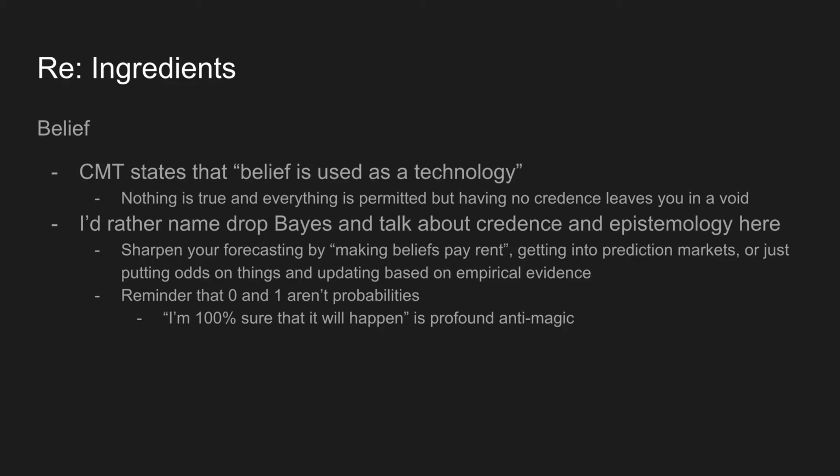Next, belief. This is probably my favorite one to think about because it lets me start name dropping Bayes and talk about epistemology and that type of thing. Basically, chaos magic theory states that belief is used as a technology. There's this whole idea that nothing is true and everything is permitted. But having no credence leaves you in this void where nothing is true, and that means you don't get to benefit from any truth or supposed truth.